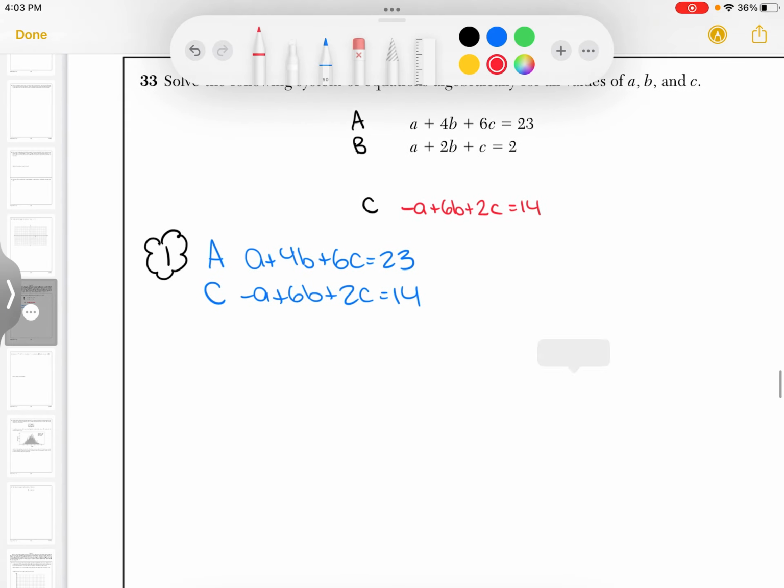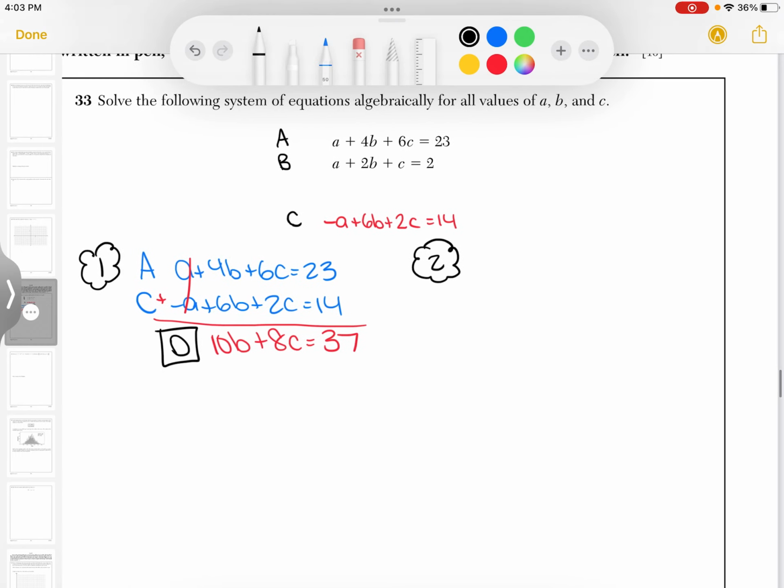Okay, so now that I picked those two equations with the goal of eliminating a variable, I'm going to add them together and actually eliminate it. So the A's cancel out. I get 10b plus 8c equals 37. Now, to organize my work like we did in class, I'm going to call that equation D. And now I'm up to step 2.